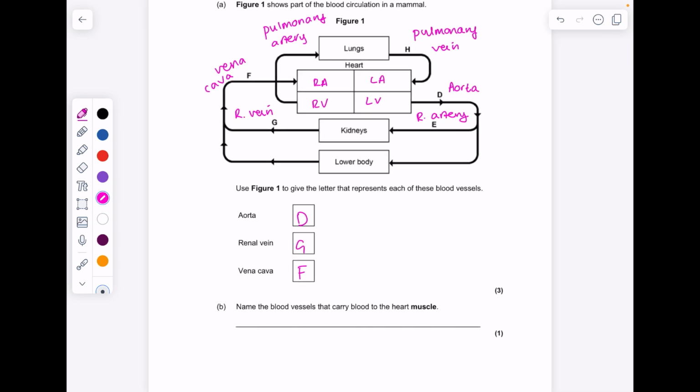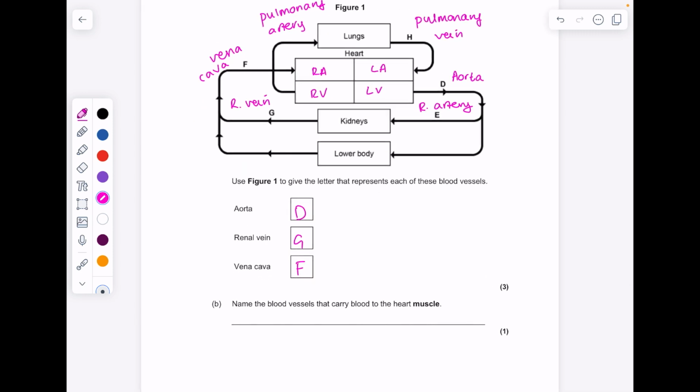Name the blood vessels that carry blood to the heart muscle. So supplying the heart with its own oxygen requirements are the coronary arteries.